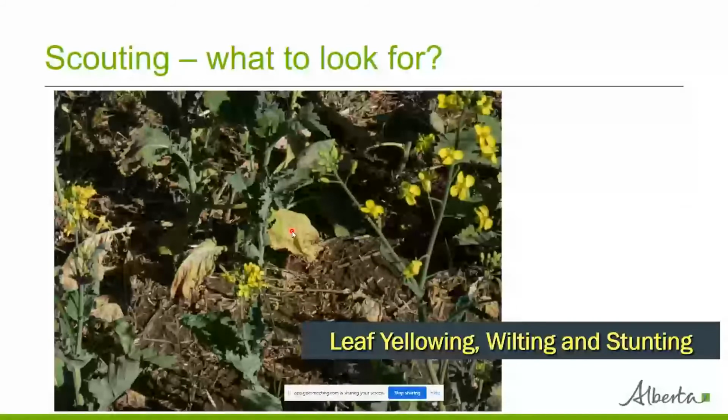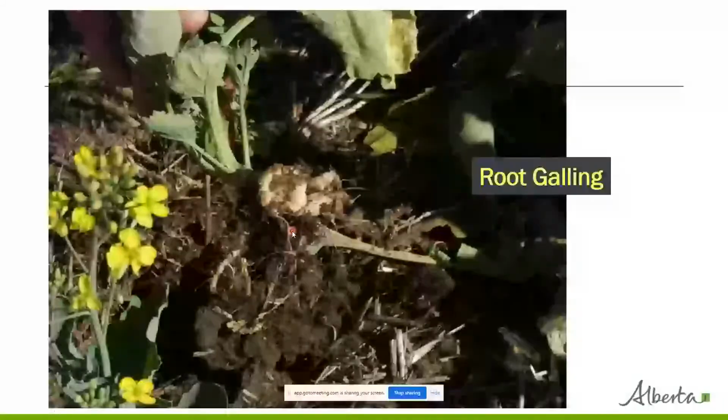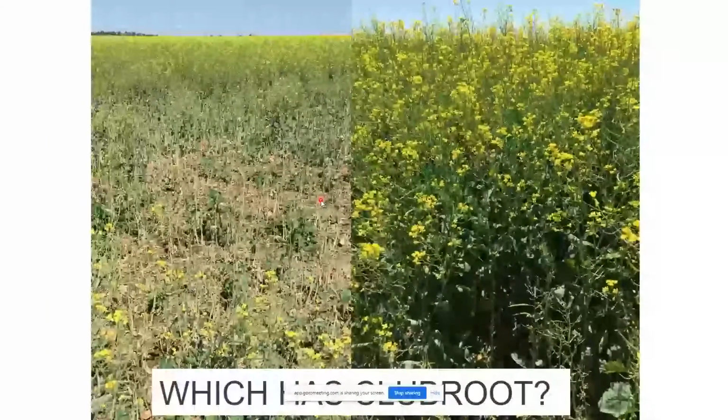And so there's an indication here that there might be something wrong. We pull up the root and look at it, and we see these swellings or clubs on the roots. And so that's a really good indication that clubroot is there and causing these symptoms. But you don't always see above ground symptoms.